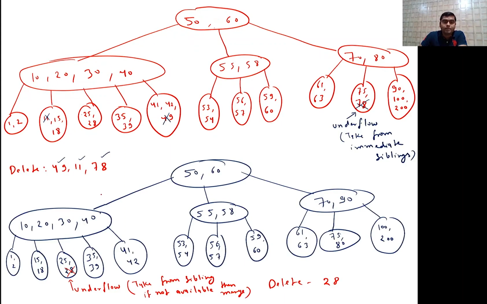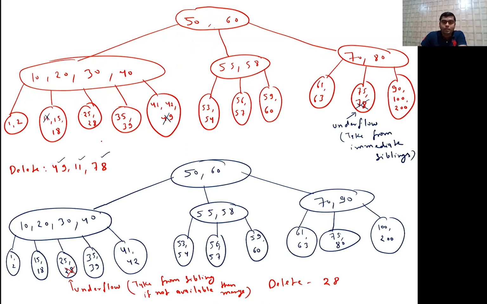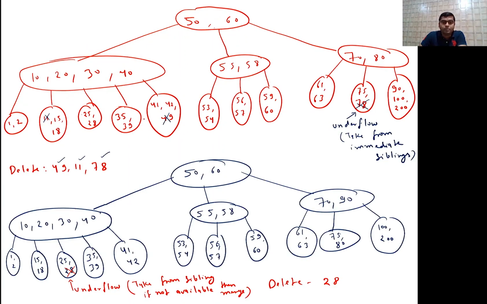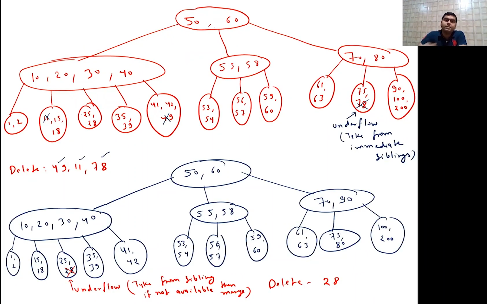Okay, now what merged element will come? The merged element will be 25 and 30, 35 and 39. So it is 25, 30, and 35 and 39. And after 40, I think a few elements are there, 41 and 42. So this is 41 and 42. Okay, and what is there in between? In between 55 and 58.